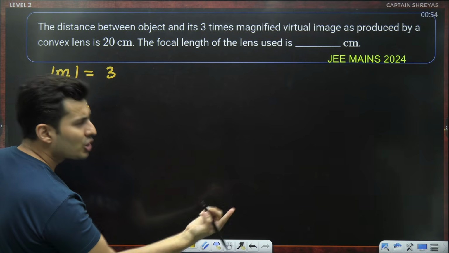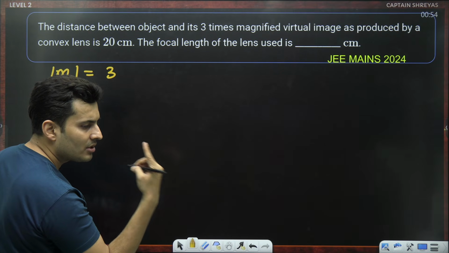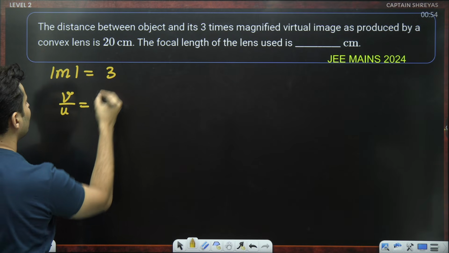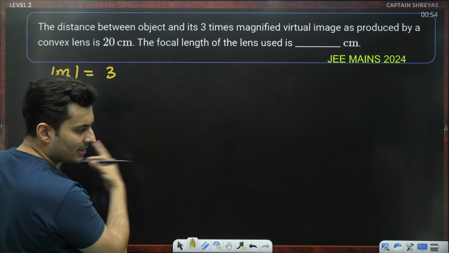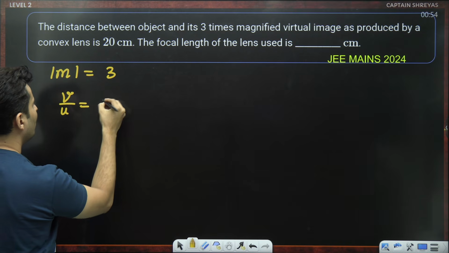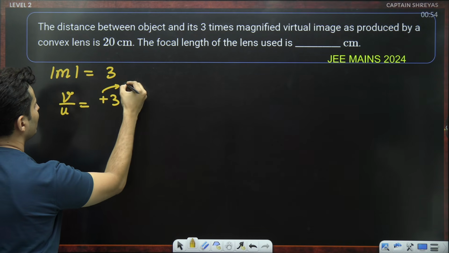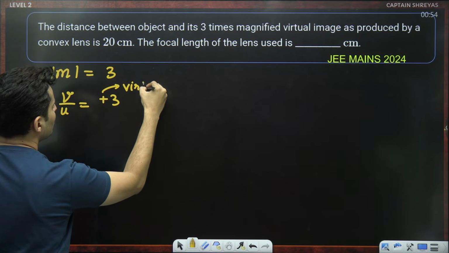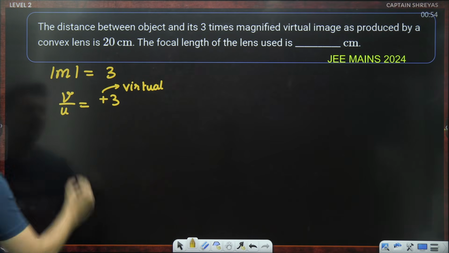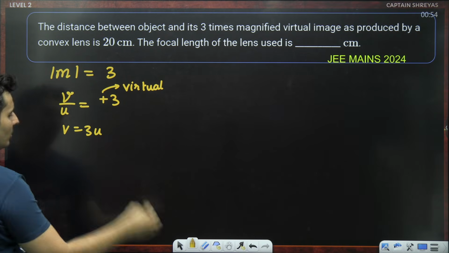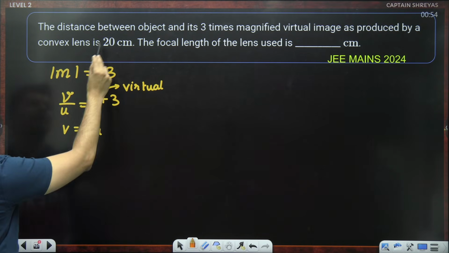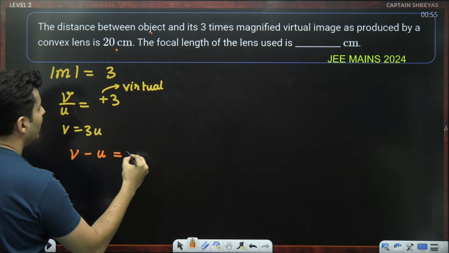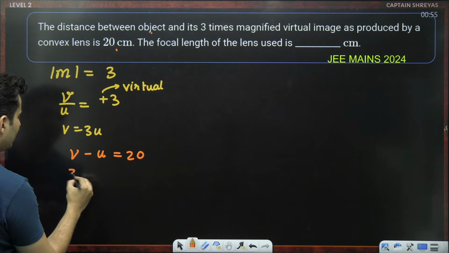And since it is a virtual image for a lens, the magnification, because it is erect, will be positive, because the image and the object will be on the same side, so the V by U ratio will be +3. This is positive because it is a virtual image. So therefore V is basically 3 times U. That is number one. Second thing, the distance between object and its image is 20. So image coordinate minus object coordinate is basically 20 units, but this is 3U.